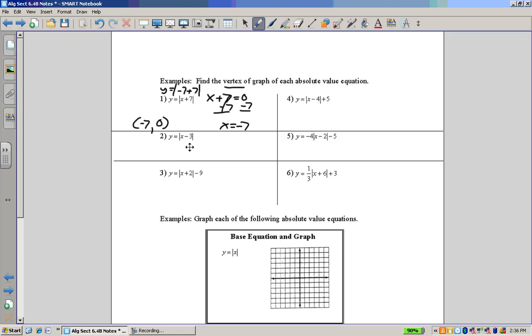Let's look at number 2. Again, set this part equal to 0, what's inside the absolute value. Set that equal to 0. We're going to solve by adding the opposite here. Get x equals 3. So that's part of my vertex. The other part we're going to find by plugging in. So y equals the absolute value of 3 minus 3. Y equals, now 3 minus 3 is 0, and the absolute value of 0 is 0. So there's my vertex.